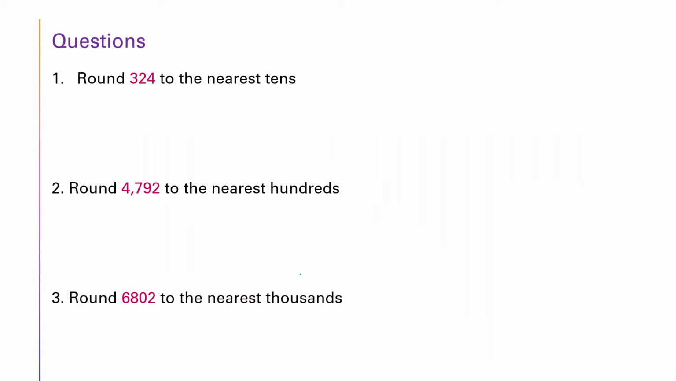Questions. Round 324 to the nearest tens. So 3, 2, 4. Now 4 is in the ones place, 24 is in the tens place, and 324 is in the hundreds place. So we're going to be rounding to the tens place, and that's number 2. And the number to the right of 2 is a 4, and we know that numbers 0 to 4 are rounded down. So our answer would be 320.